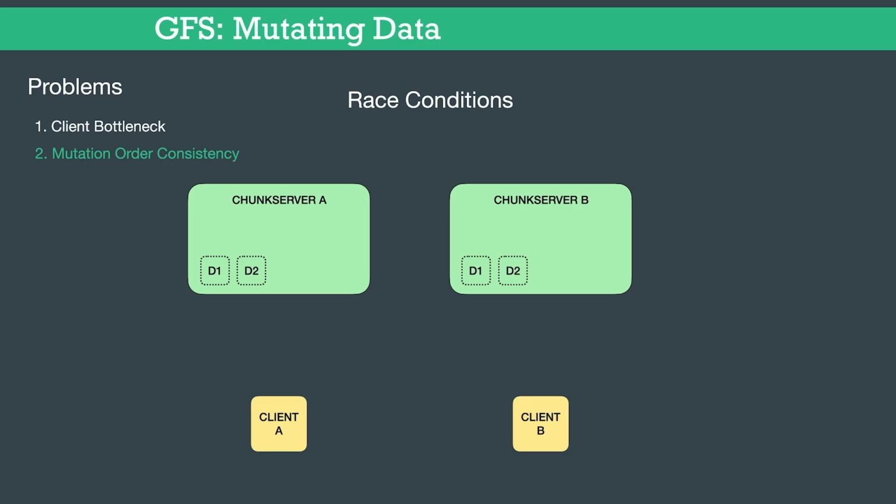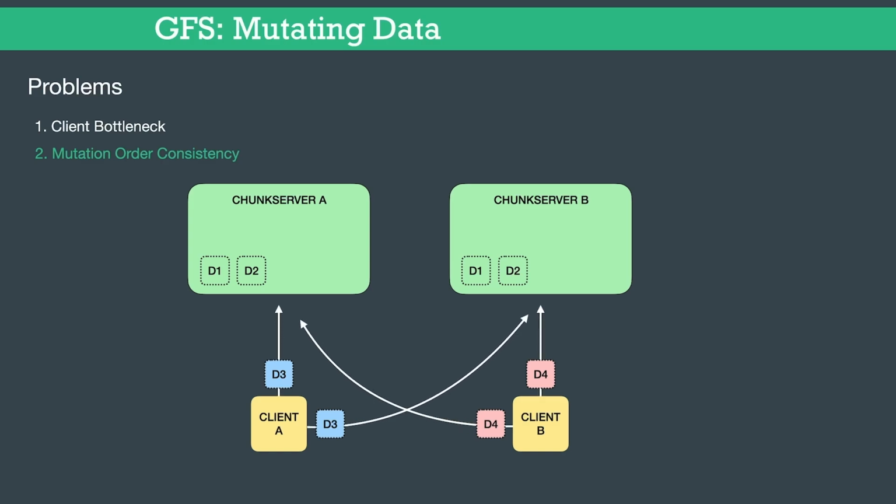Let's see an example. Client A appends blue data to some file, and that chunk is located on chunk servers A and B. At the same time, Client B wants to write red data that will be in the same chunk. For example, they both try to append a log line. Chunk server A might process blue and then red, while chunk server B might process them in the opposite order, red followed by blue. This would be very common, especially when the distances between chunk servers and clients are not the same. The final state of the chunk data on chunk servers A and B would be different.